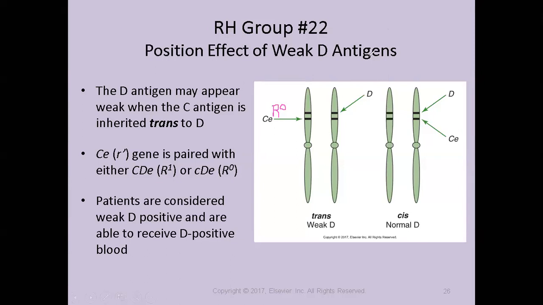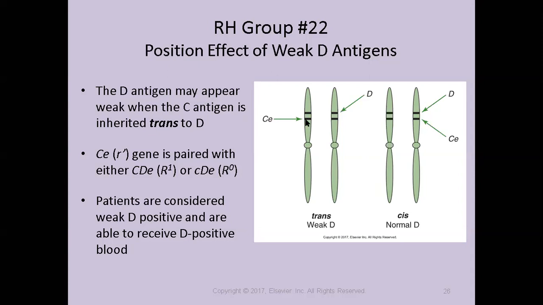There, okay. So this is actually a good picture from our book that's going to explain it. The weak D antigen is related to position effect of how alleles are inherited. The D antigen may appear weak when the C antigen is inherited trans to D. Hopefully you remember cis and trans. Cis is when they're on the same chromosome. Trans is when they're inherited on different chromosomes.